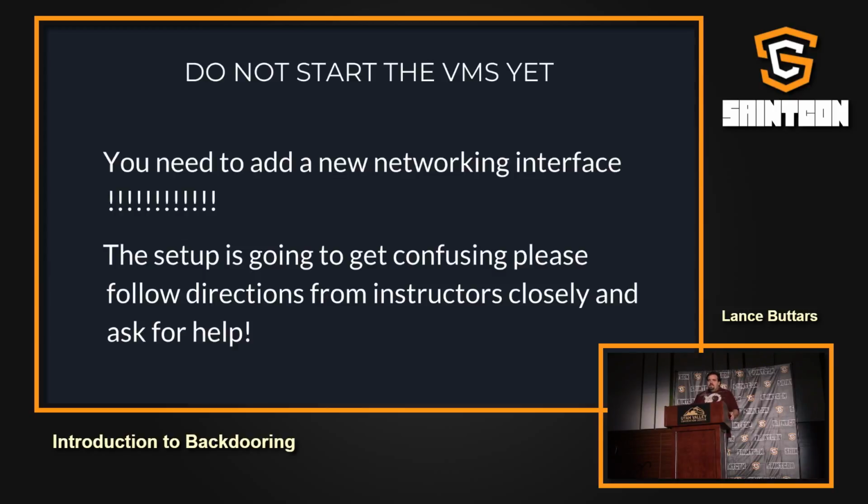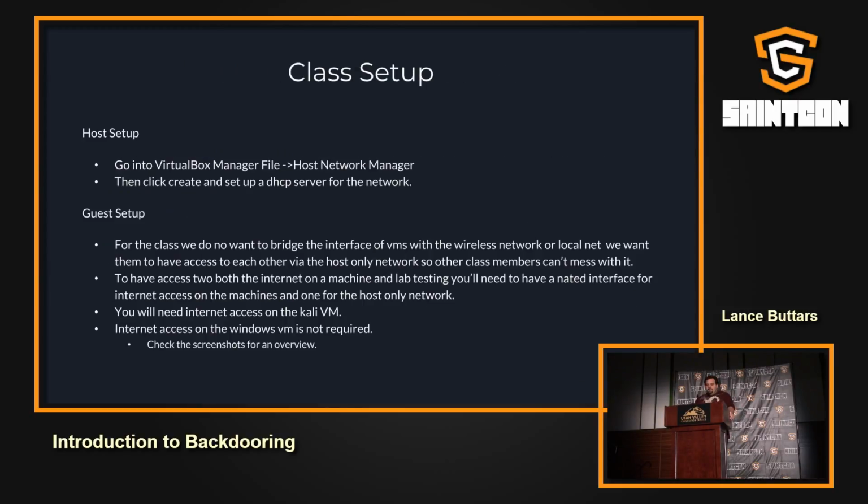All right, so we're going to go over the setup of the VMs first. Basically, we're going to go into VirtualBox, manage the file. We're going to set up a host network manager, then create a DHCP server for that network. So we're going to create kind of an internal network to play around with. It's not going to be accessible to the internet. Like I said, we don't want to bridge the guest VMs over because of the vulnerabilities we're going to be playing with, but we do want the Kali box to have internet access so we can download stuff.